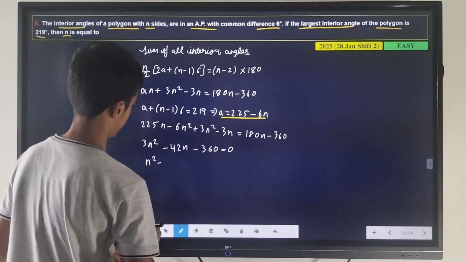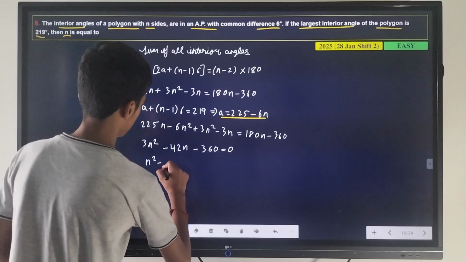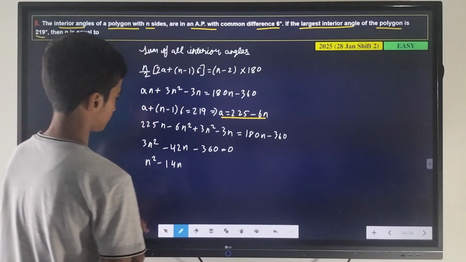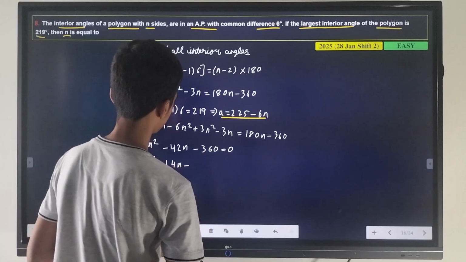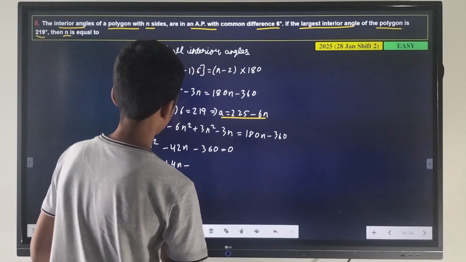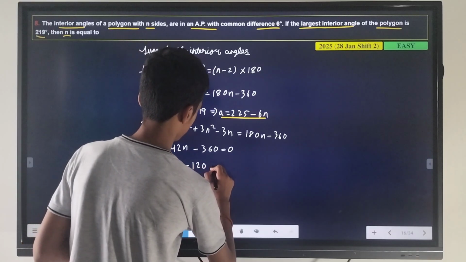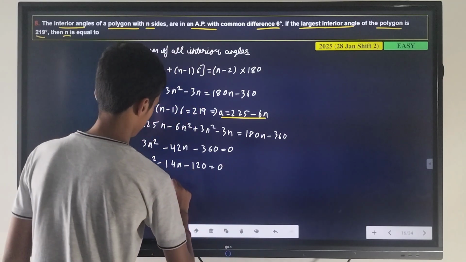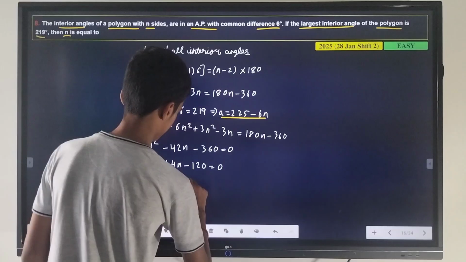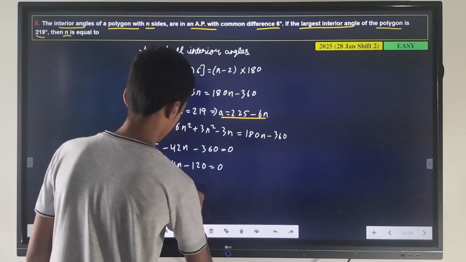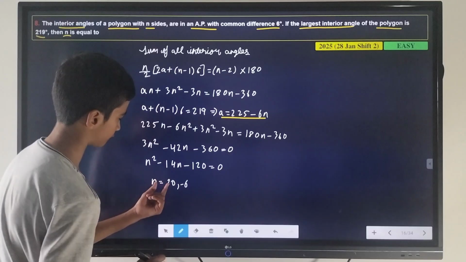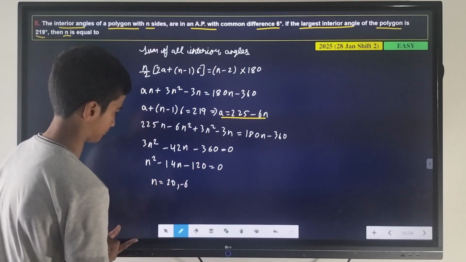N square minus 14n minus 120 is equal to 0. So our n is equal to 20 and minus 6. Product of roots is minus 120 and sum of roots is 14.